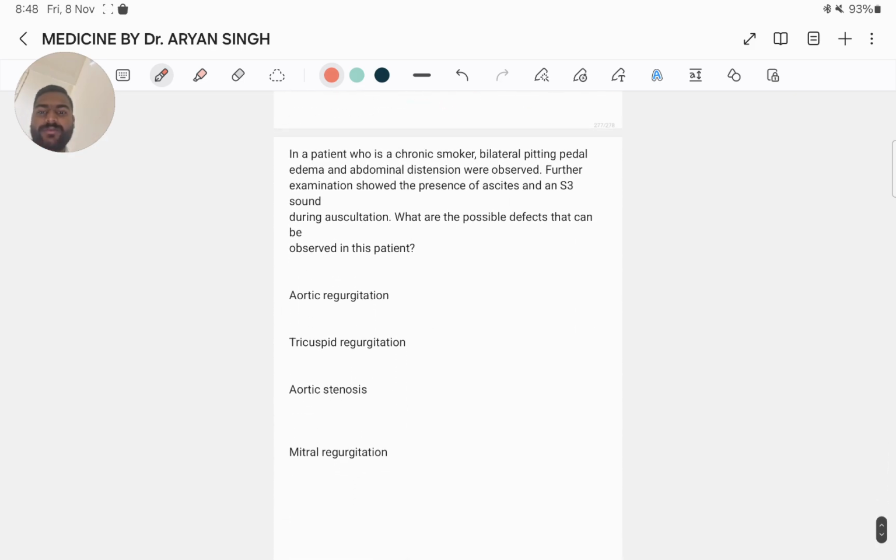Next question: in a patient who is a chronic smoker, bilateral pedal edema and abdominal distension were observed. Further examination showed the presence of ascites and an S3 sound during auscultation. What is the possible defect that can be observed in the patient? Tricuspid regurgitation. Because the clinical findings reveal bilateral pitting pedal edema, ascites, and an S3 on auscultation, which are suggestive of what?